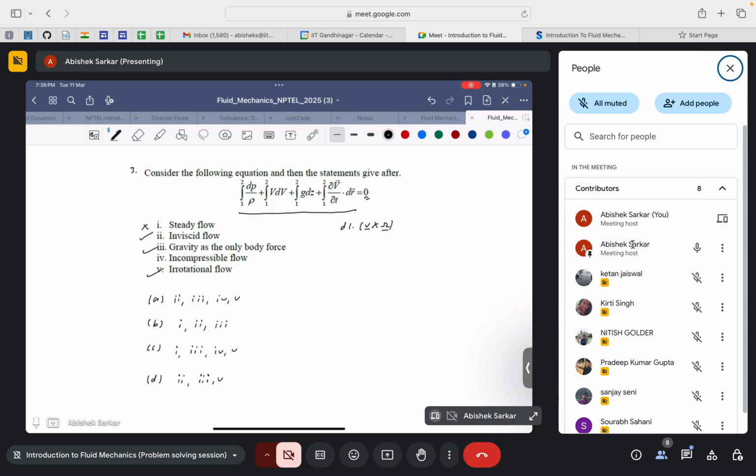This is not valid. Why? Because rho is not taken out of the integration yet. Rho is not taken out of the integration yet, so we cannot say it is incompressible. Again, coming to the doubt of Saurabh, because you may say that we are starting with Euler's equation of motion. You are saying that Euler's equation of motion has to be for incompressible flow.